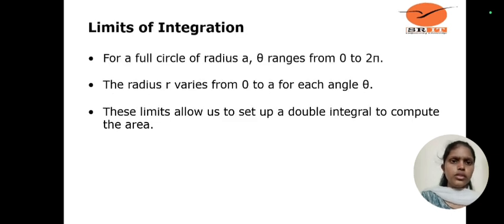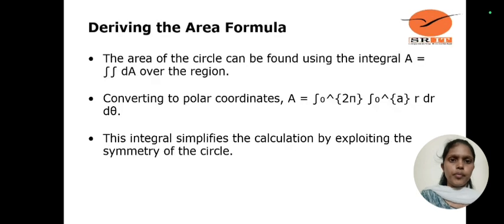Limits of integration. For a full circle of radius a, theta ranges from 0 to 2 pi. The radius r varies from 0 to a for each angle theta. These limits allow us to set up a double integral to compute the area.